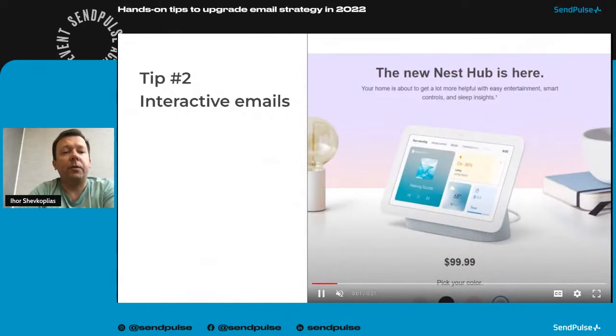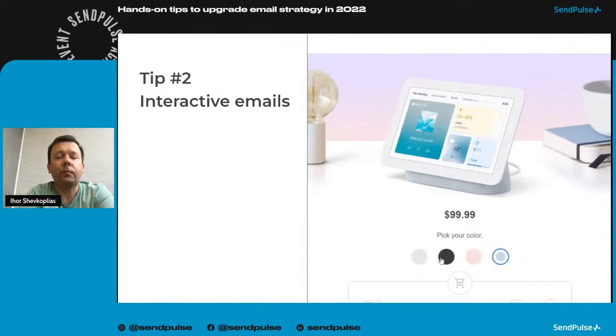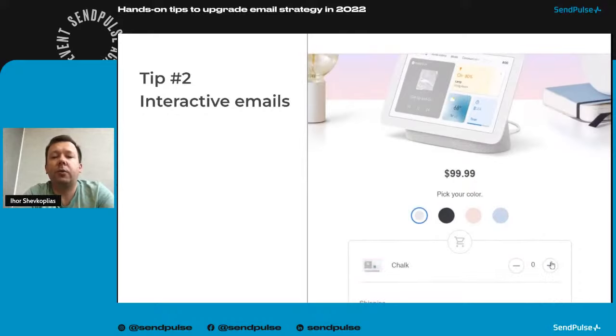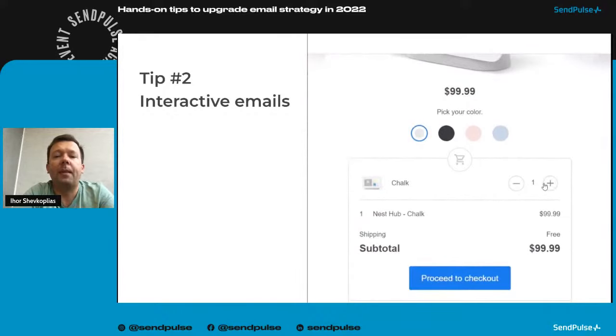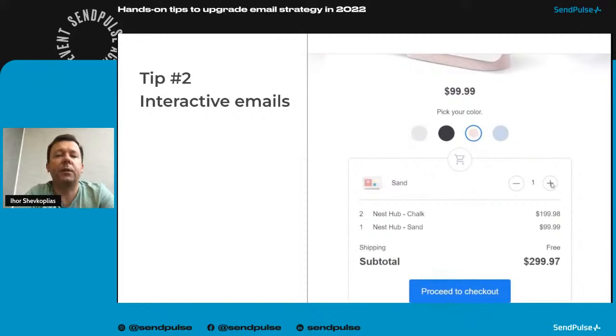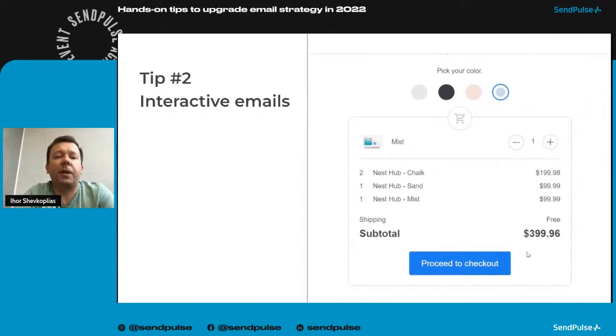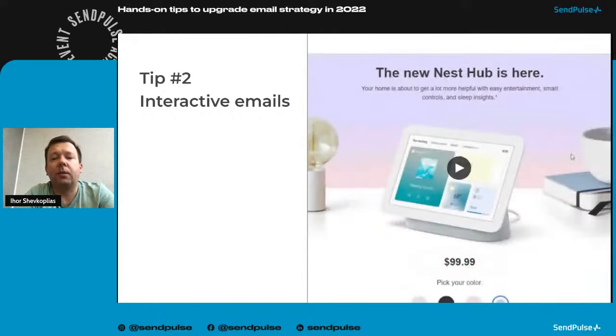And second, tip number 2, interactive emails. Despite this trend not being new, it keeps developing and growing stronger in 2022. A key component of interactive emails is that recipients can interact with an email's content without leaving their inbox. Subscribers can add items to their shopping cart, book a hotel room, take a quiz, and watch a video directly in their inbox. As a result, these emails attract customers' attention and boost engagement.